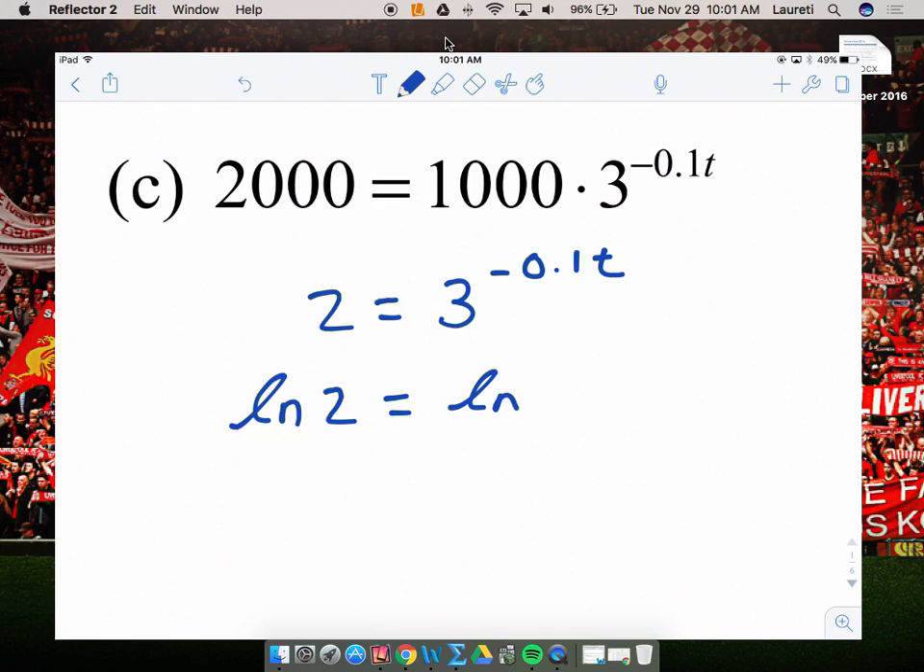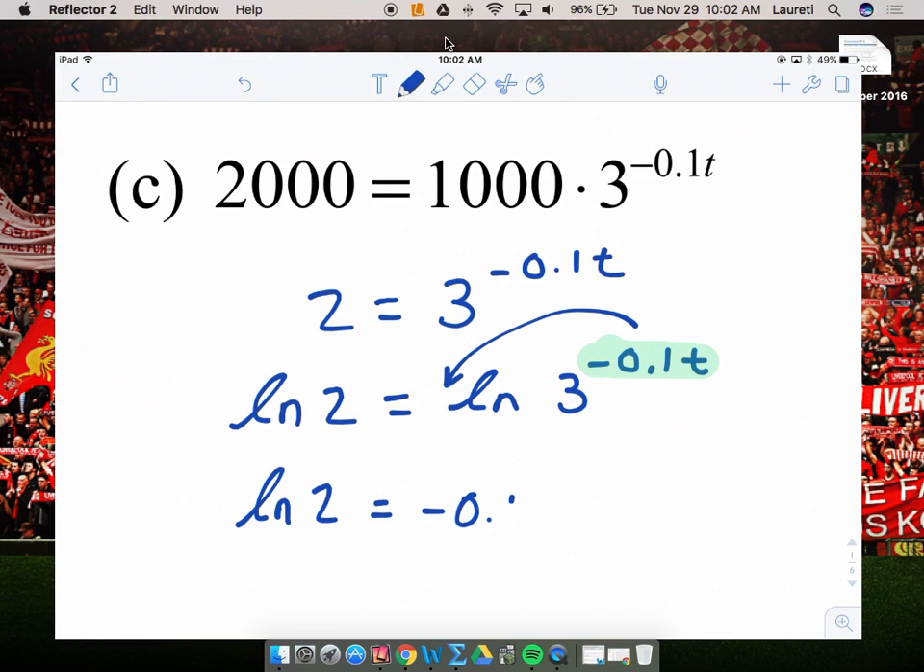So we'll take the ln of 3 to the negative 0.1 to the t. Okay? All right, so now that I'm taking the ln of this exponential, what can I do with this exponent here? Move it to the front, right? Right. So this whole thing here can be put out front. So you have ln of 2 is equal to negative 0.1 t times ln of 3.